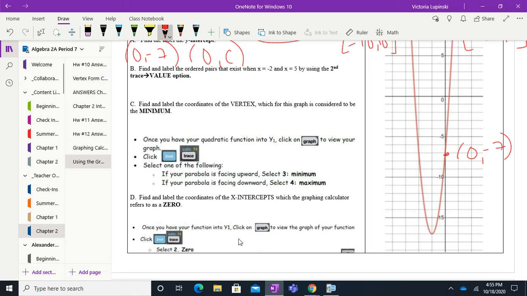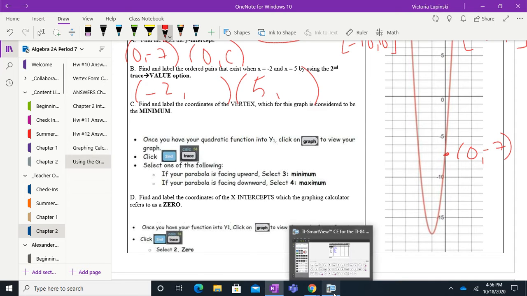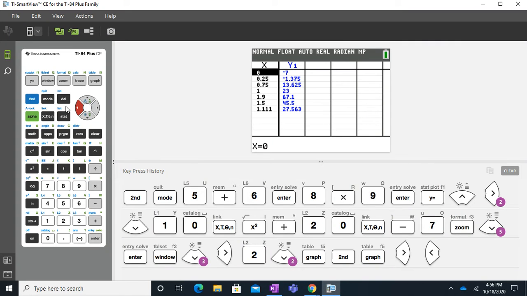So as we go back to our worksheet here, another option for how you find values is that you can find and label ordered pairs that exist for specific values of X's. So we are specifically looking for the point -2, comma something, and the point 5, comma something. Now, those values aren't particularly large, so it wouldn't really take you a long time to scroll for them, but I'm going to go ahead and show you another option.